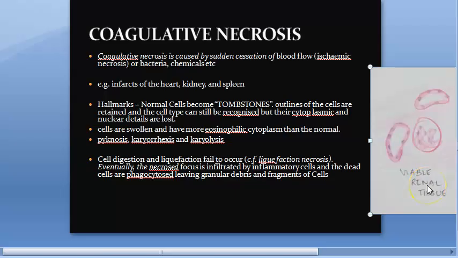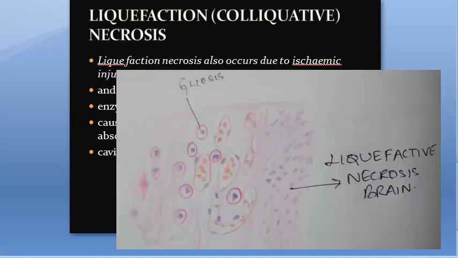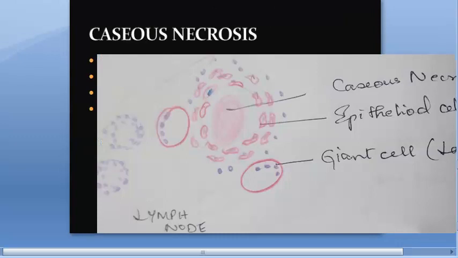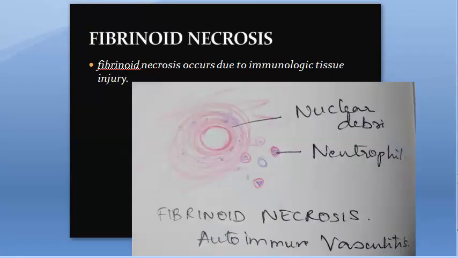Hello people, in this video we want to look at the different types of necrosis. What are the different types of necrosis? Coagulative, liquefaction, then you have caseous necrosis, then we have fat necrosis, and then we have fibrinoid necrosis. So we want to look at the 5 types of necrosis in this video.